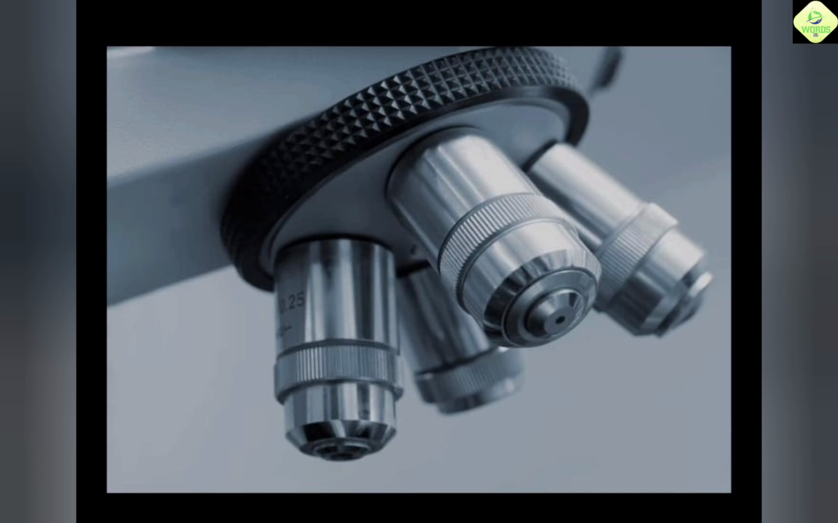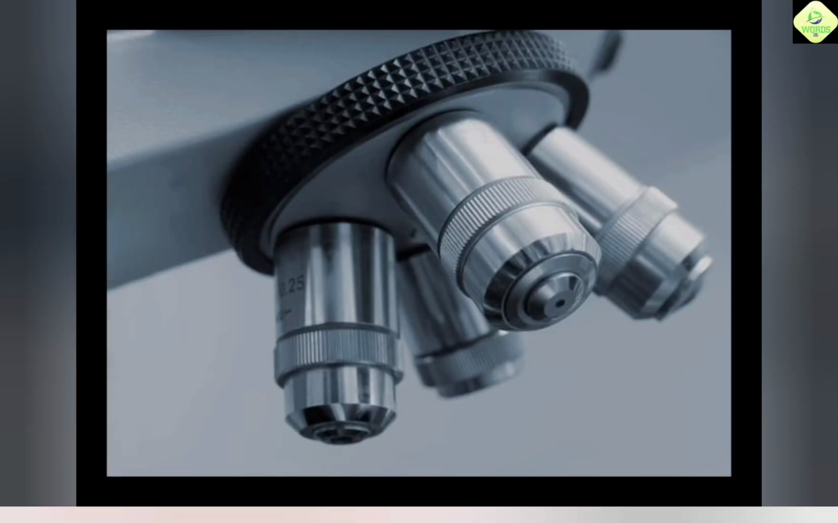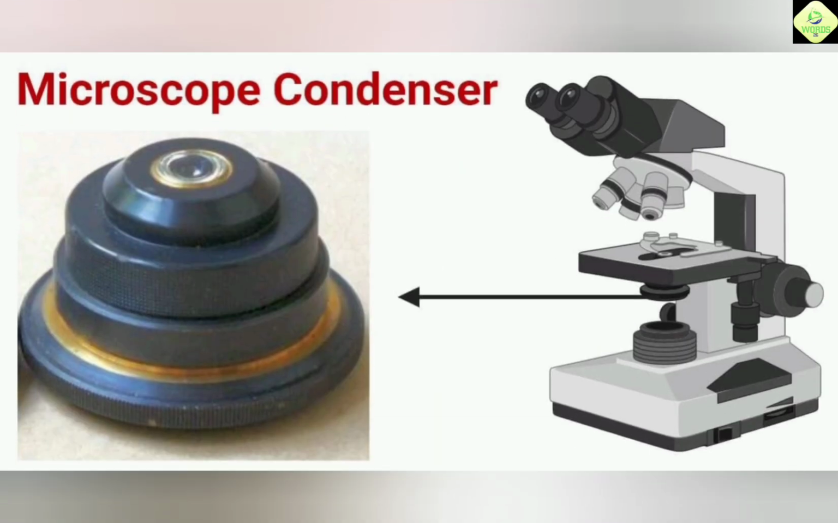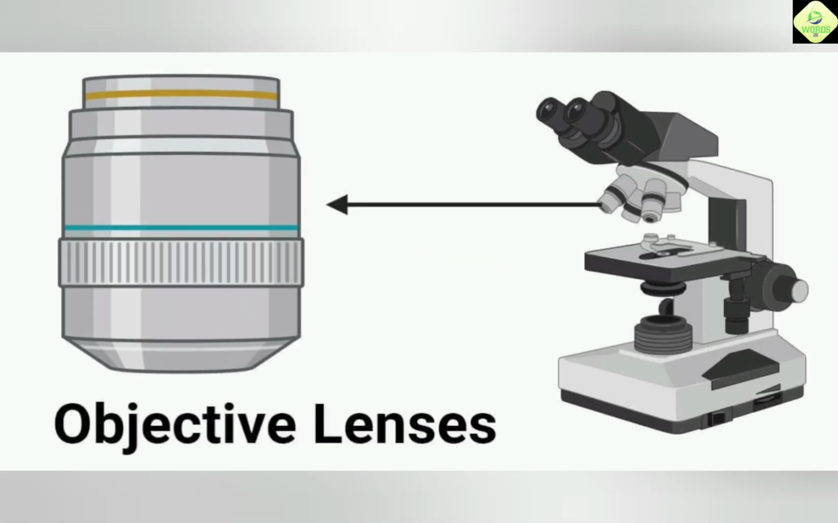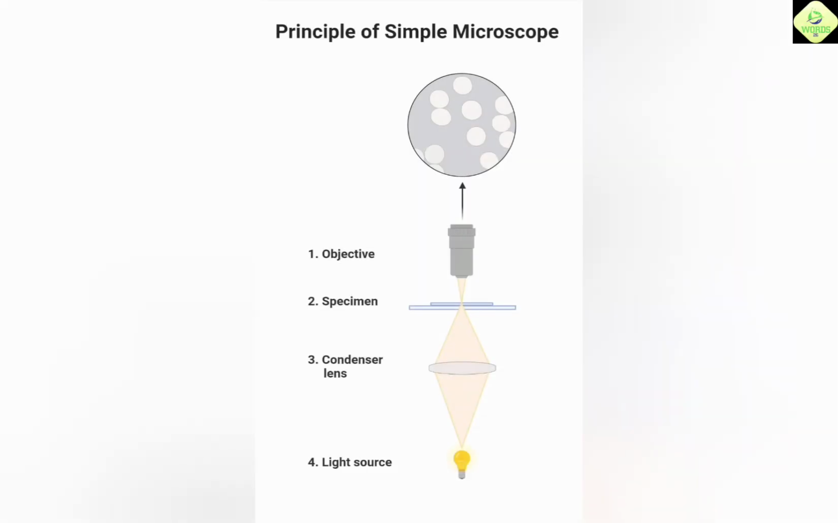Construction of a simple microscope. A simple microscope consists of the following parts. First, convex lens, the most important part of the microscope. It is made of high quality glass and is responsible for magnifying the object. Second, lens frame, which holds the convex lens firmly and protects the lens from damage. Third, handle or stand, which helps in holding or supporting the microscope and makes observation easier.